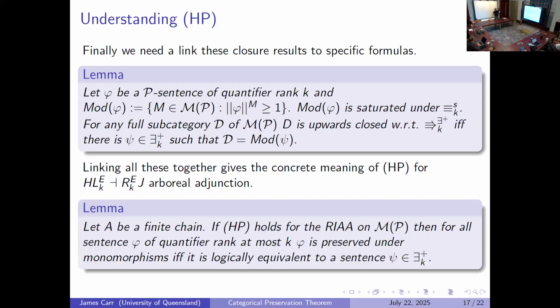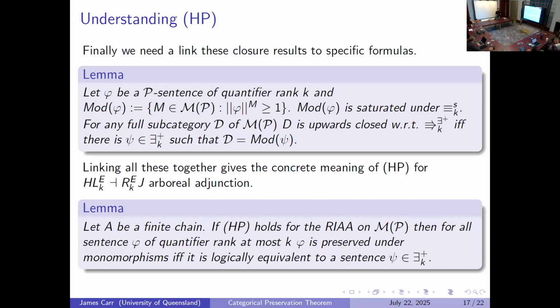But okay, in this nice restricted setting, if you link all this together, we actually do now have a concrete meaning of HP. So we get a preservation result, and what does it actually become? When A is a finite chain, if HP holds for this resource index or adjunction, then all sentences of quantifier rank at most K are preserved under monomorphisms exactly when they are logically equivalent to an existential positive sentence. So the syntax class is slightly generalized. It's now anything where atomics can occur positively, and the maps that we're preserving under are now this group of monomorphisms.